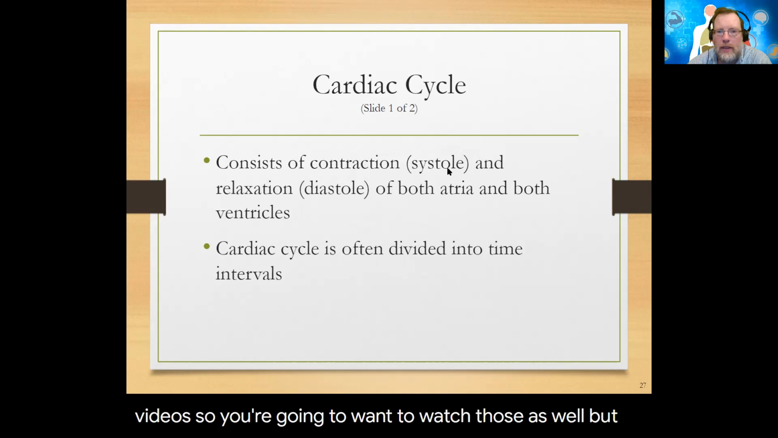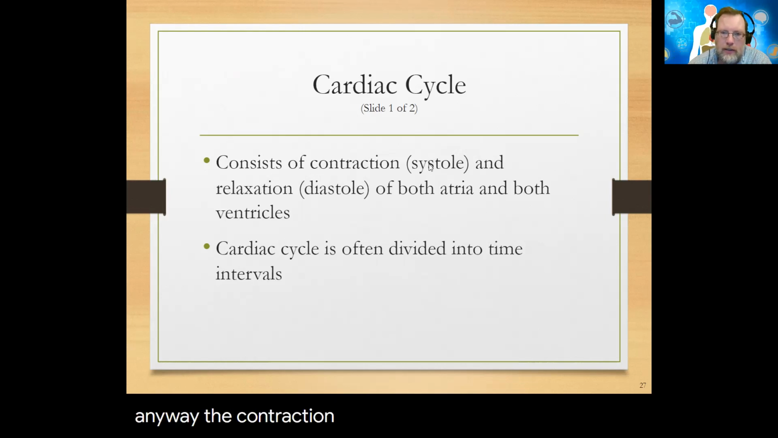But anyway, the contraction, the systole or the systolic, has to do with contraction, and then the relaxation part of it is the diastolic. Okay, so when we look at blood pressure numbers, we see these terms as well: systolic and diastolic, 120 over 80. We also use these in terms of contraction and relaxation of the cardiac muscle.